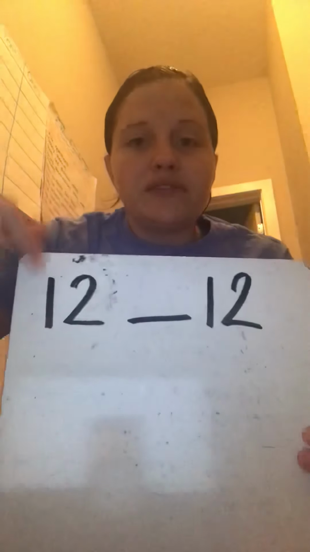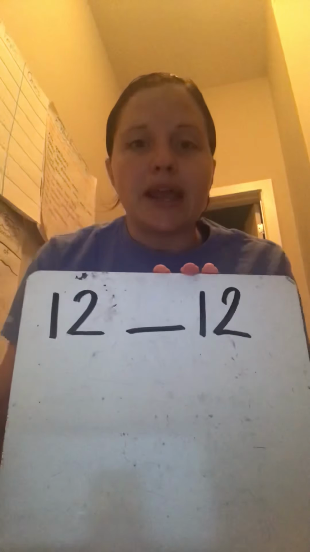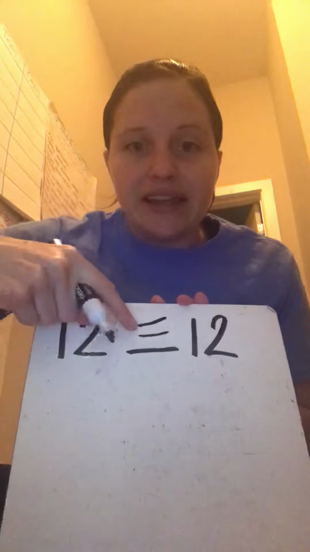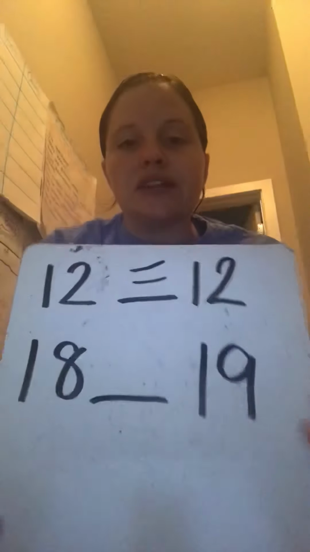lesson. So your first one, we're comparing 12 and 12. So what symbol do we need to put when our numbers are the same? Right, they are equal to. So 12 is equal to 12. All right, here's our next one.